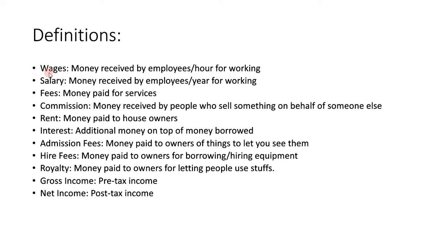Okay, so wages is just money per hour received by an employee. Okay, so this is a rate. Wages is a rate of money per hour. Salary is pretty much wages, but it's over the year. Okay, so the time difference is a year. Salary is money per year, and wages is money per hour.